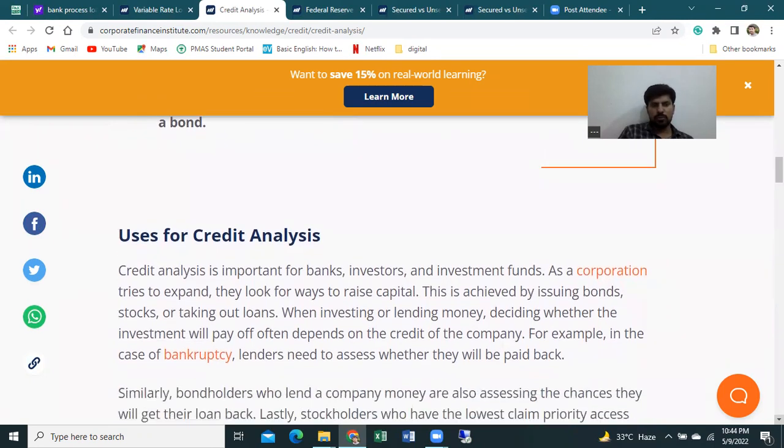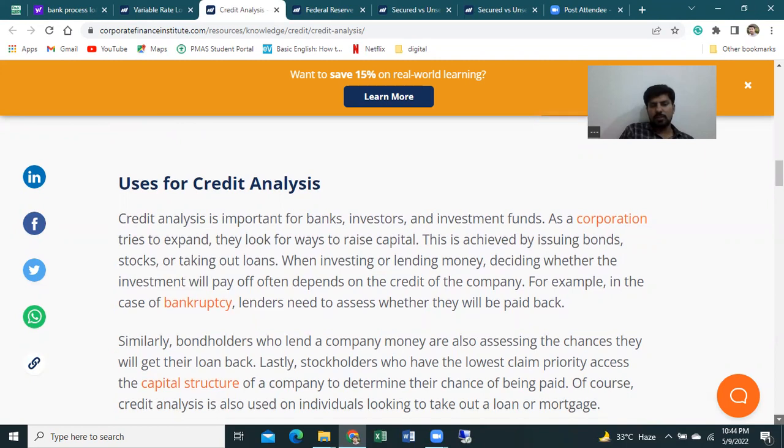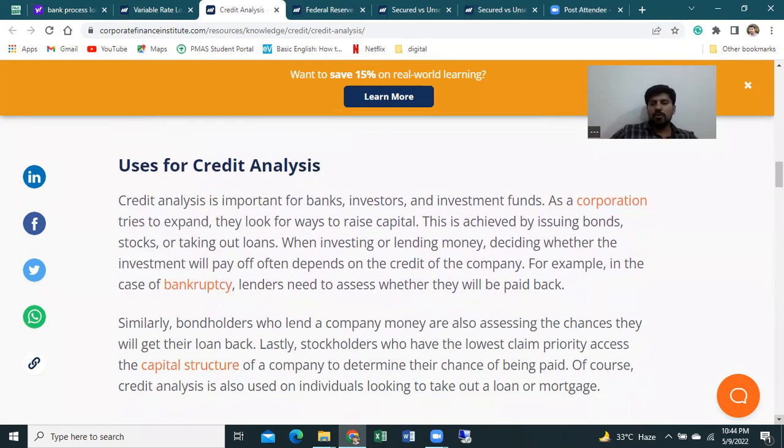It is also used to determine the quality of bonds. Credit analysis is important for banks, investors, and investment funds, as well as corporations trying to expand, used as a way to raise capital. This is achieved by using bonds, stocks, and taking out loans when investing and lending money. Deciding whether the investment will pay off often depends upon the credit quality of the company.